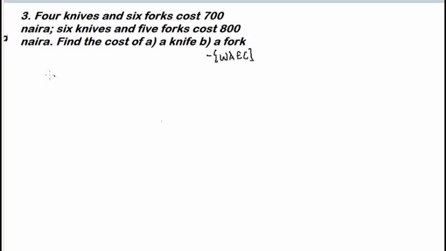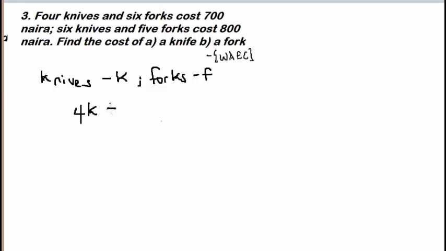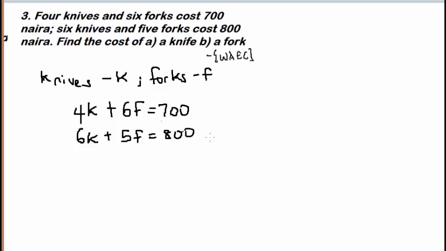I have 4 knives. Let me represent my knives as k, and let me represent the forks as f. So I have 4k plus 6f is equal to 700, and I also have that 6 knives, that's 6k, plus 5 forks, which is 5f, is equal to 800. Find the cost of a knife and a fork. That's find f and find k.